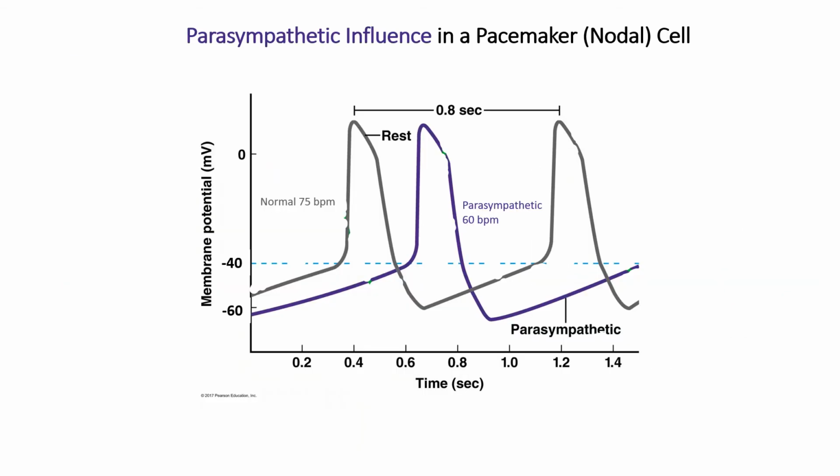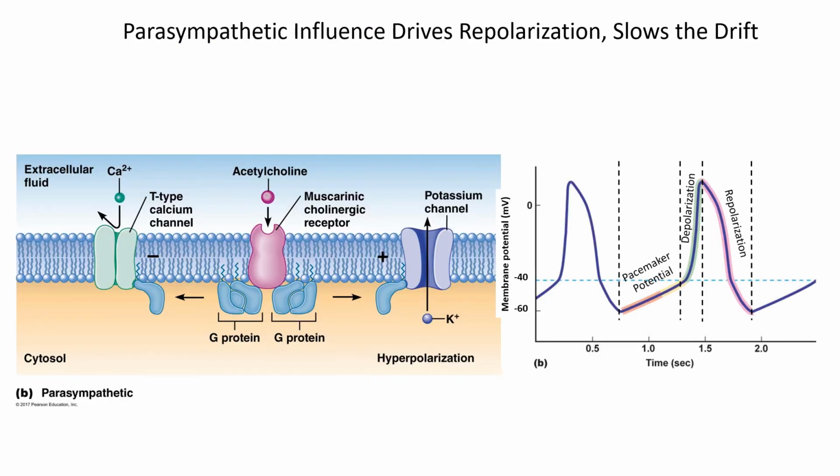So in a similar fashion, we can take a look at the parasympathetic influence on our pacemaker or nodal cells. If we look at this as our typical nodal cell potential, the pacemaker potential, and then the depolarization and repolarization, when we have the parasympathetic influence, we're going to be influencing primarily the drift here, the pacemaker potential. So you can see how we're slowing that down. It's taking a lot longer to get from the -60 up to the -40. So let's see how that works.